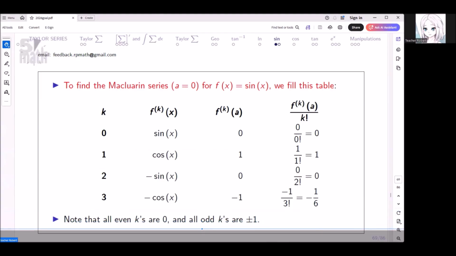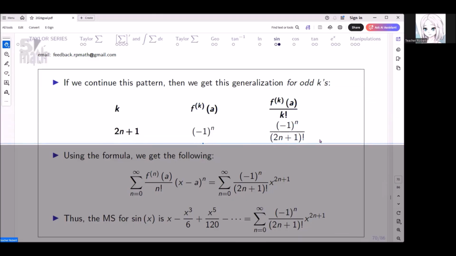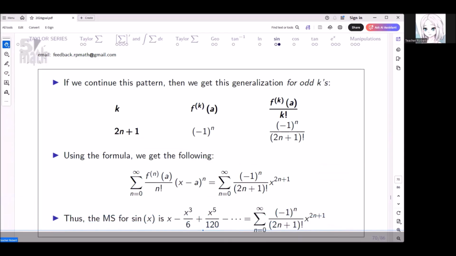Note that all even k's are 0, and all odd k's are positive or negative 1. If we continue this pattern, then we get this generalization for odd k's. We have the following. Using the formula, we get the following here. Thus, the Maclaurin series for sine x is this.